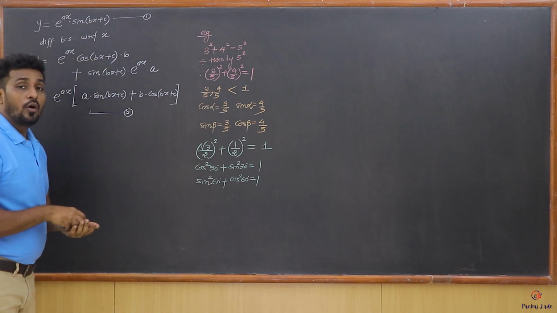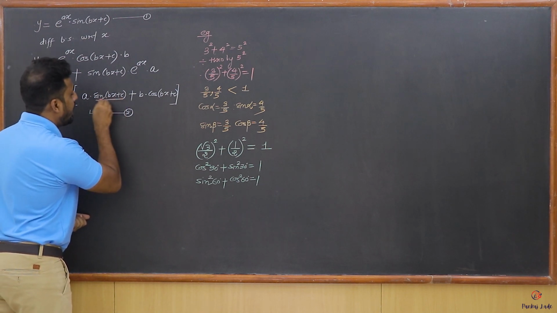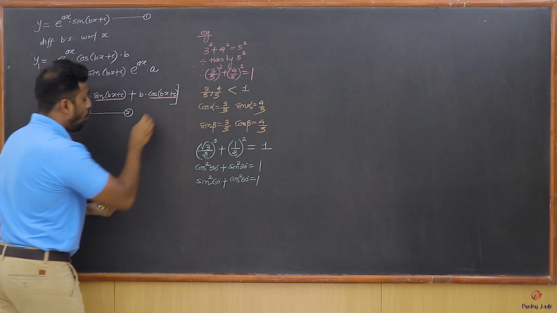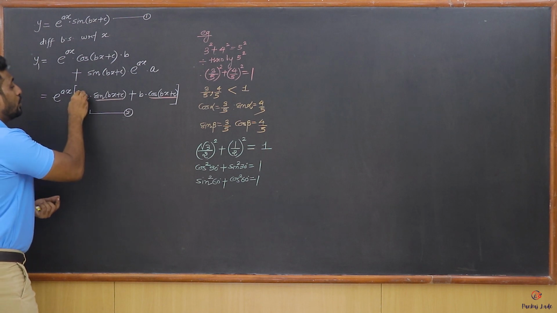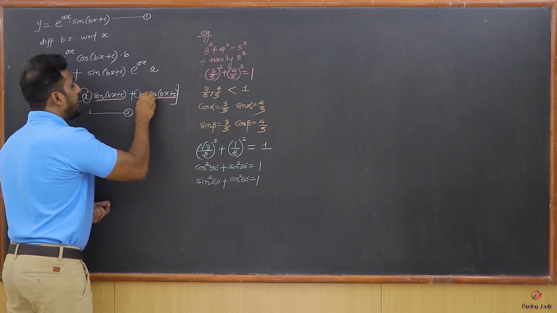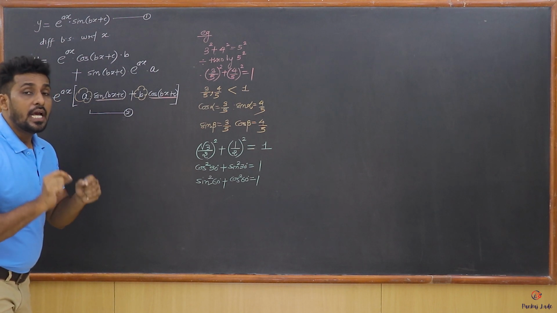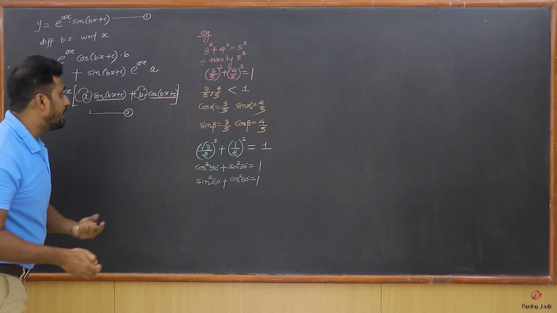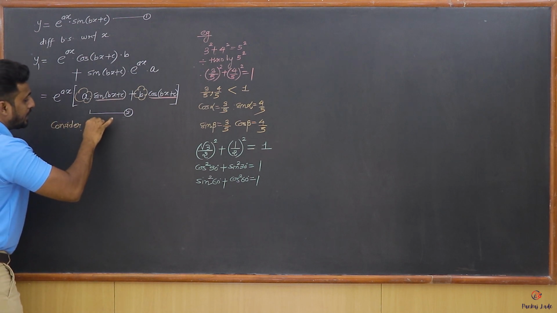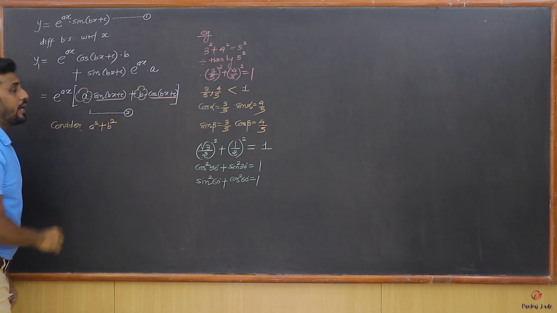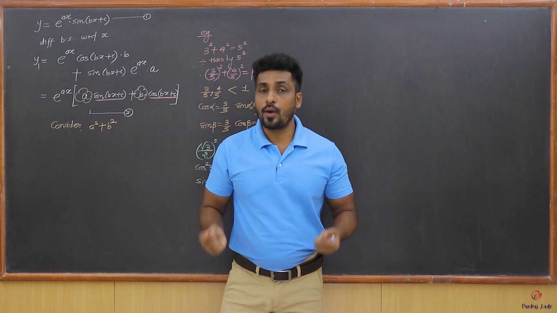Now observe the terms which are associated with sin(bx + c) and cos(bx + c). What numbers can you see that they are associated with sin and cos? So there is this a and there is this b. So I'm going to take these two numbers a and b. Let us do the square of them. Let us add them. So if I consider a square plus b square, I have taken the two numbers, I have done the square of the two numbers, I have got a square plus b square.